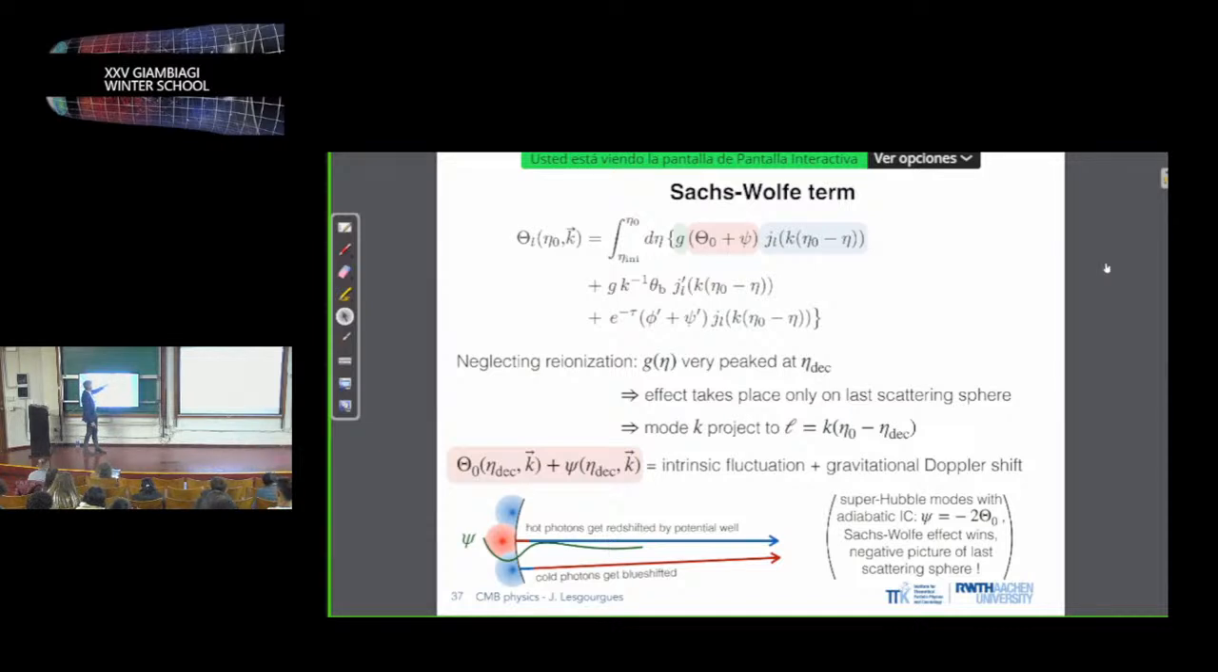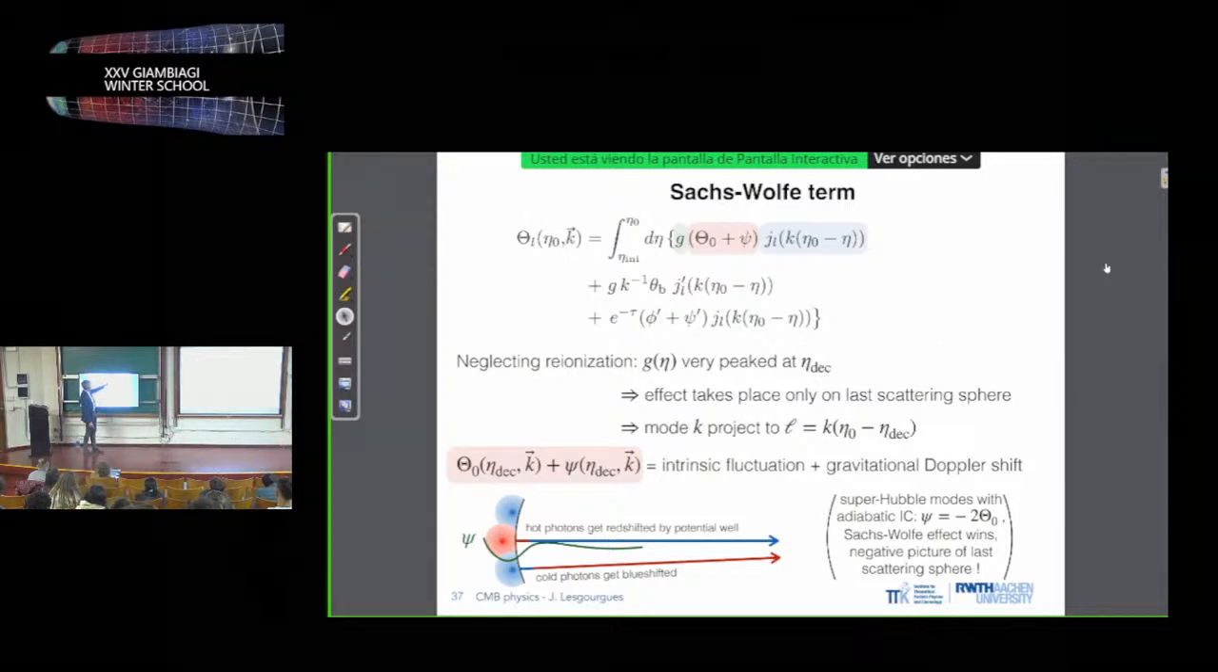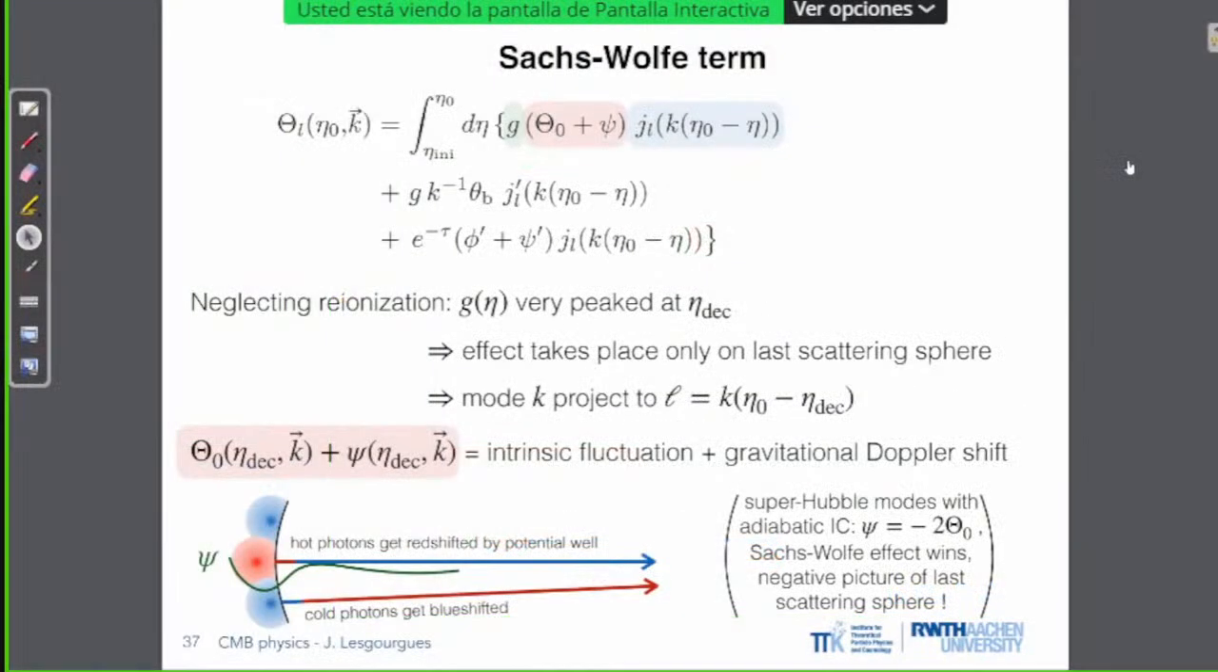And so this function will be non-zero only when ℓ is close to k times (η_0 minus η_dec). And this gives a one-to-one correspondence between a multipole and a mode. A wave number k will contribute to the spectrum at a given multipole defined through this relation.